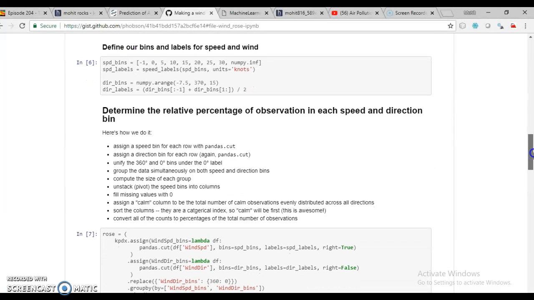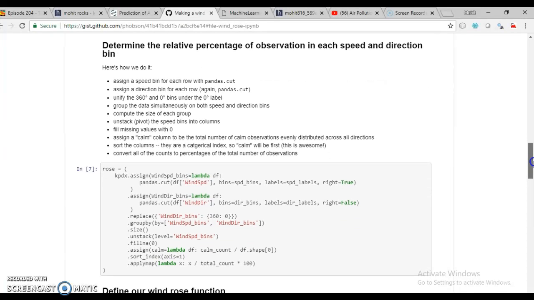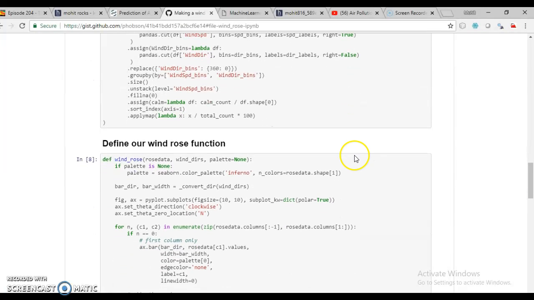Now we have defined the relative percentage of observations in each speed and direction bin, how it's happening. We are applying different kinds of functions through which we can convert the data set to an optimum level and get better inferences and data visualizations from this part and a better look at that.